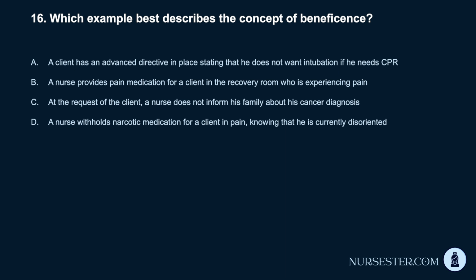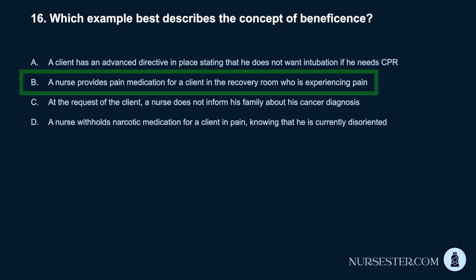16. Which example best describes the concept of beneficence? A. A client has an advance directive in place stating that he does not want intubation if he needs CPR. B. A nurse provides pain medication for a client in the recovery room who is experiencing pain. C. At the request of the client, a nurse does not inform his family about his cancer diagnosis. D. A nurse withholds narcotic medication for a client in pain, knowing that he is currently disoriented. Correct answer: B. A nurse provides pain medication for a client in the recovery room who is experiencing pain.